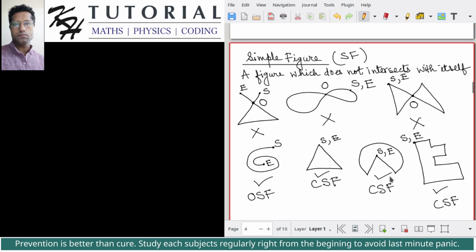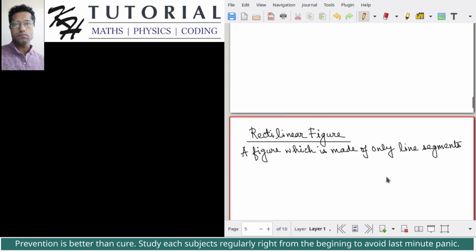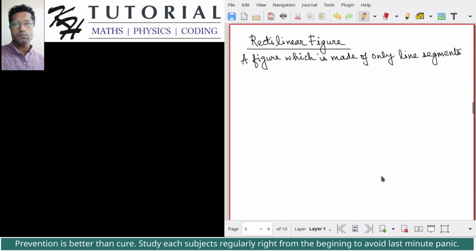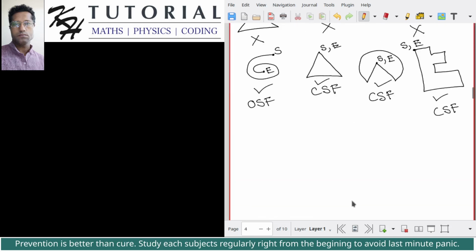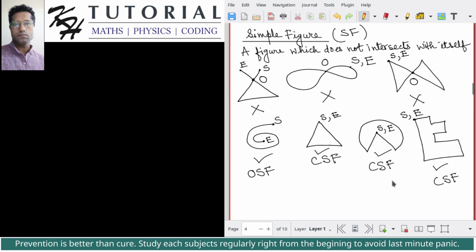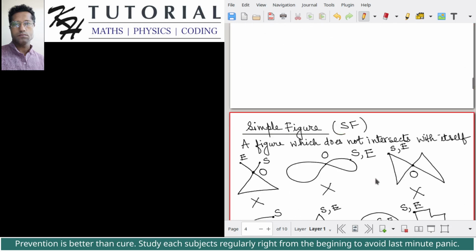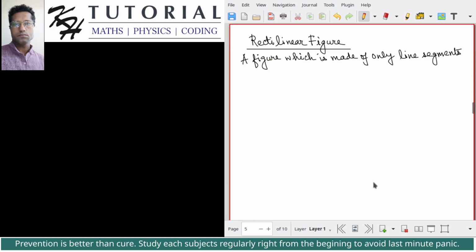Okay. Now let's see what is meant by a rectilinear figure. What are rectilinear figures? A figure which is made of only line segments. As you can see, so far we were drawing all the figures. Some figures were drawn using curved lines, some using straight lines, and some using both curved and straight lines. Now a figure which is made up of only line segments is known as a rectilinear figure.